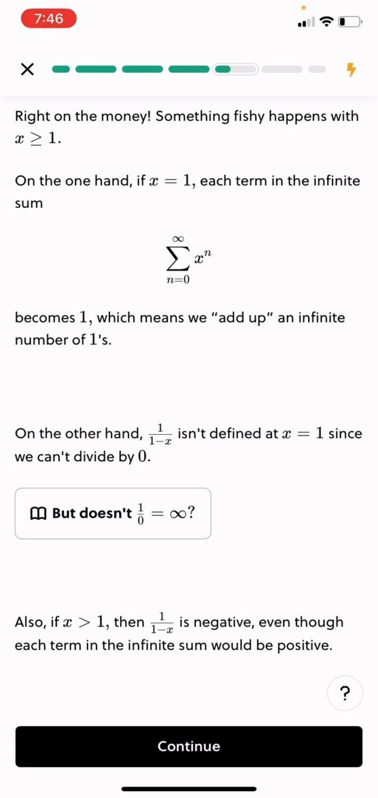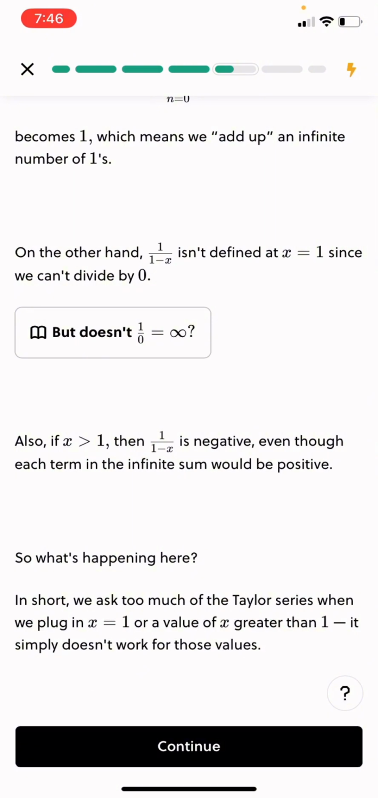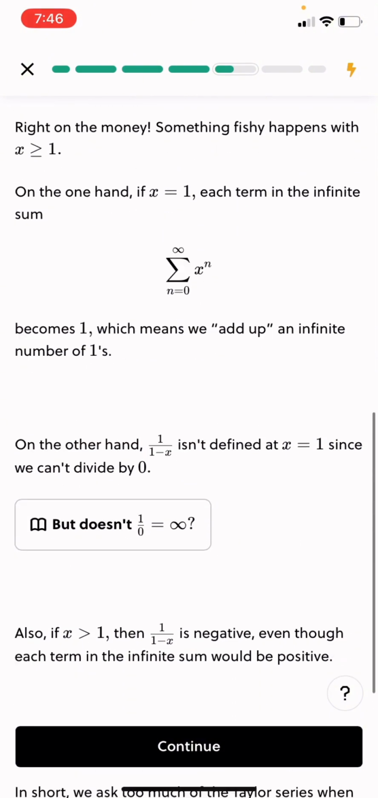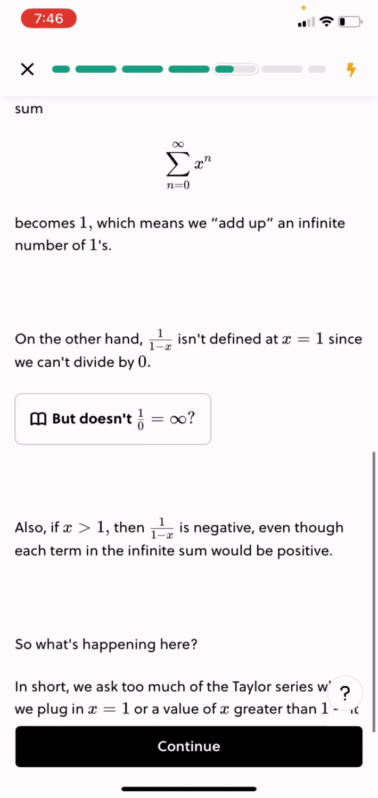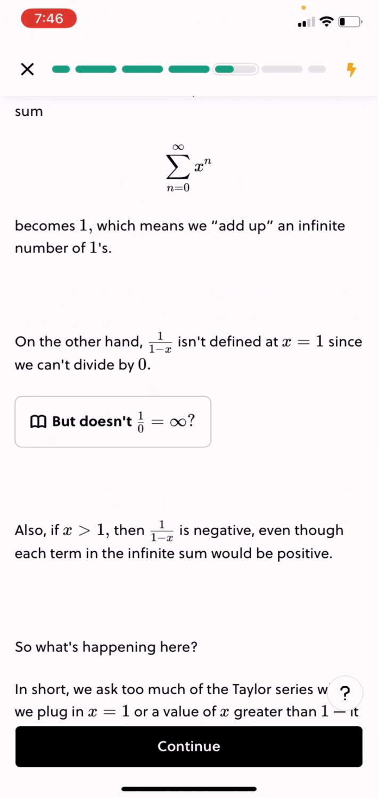Also, if x is greater than 1, then 1/(1 - x) is negative, even though each term in the infinite sum would be positive. So it basically messes it up. Before we start Taylor series, x will usually be greater than 1, and in Taylor series it may not be, so that's the main problem.